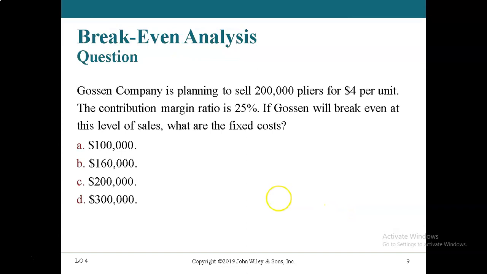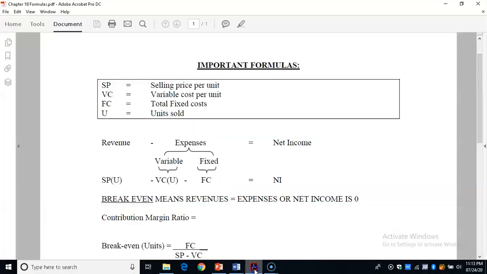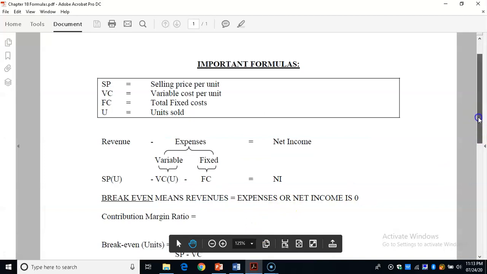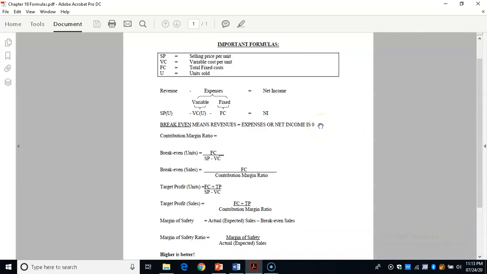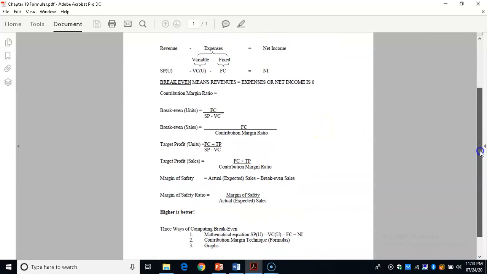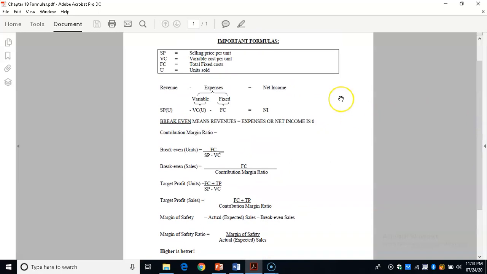Okay, so now the secret to this chapter is to know formulas. Here is something that is not in your book. These are all the formulas that you need to know. So if you know these formulas, then you can figure out all the answers in the chapter. What you see on the screen is the most important part. Just a couple of things I want to mention. SP means selling price per unit. VC means variable cost per unit. And FC is just your total fixed cost. So total fixed cost could be like $400,000, let's say.